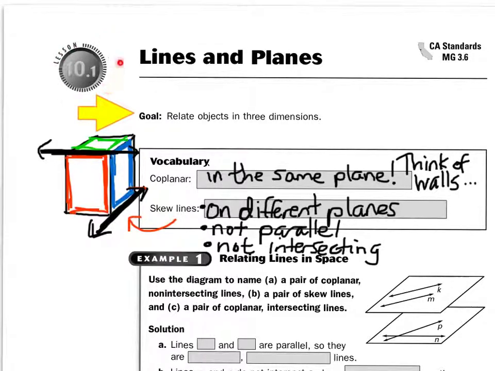Hello, you guys. Let's talk about Chapter 10, Lesson 1, Lines and Planes. Can you believe we're in the last chapter we're going to do this year? Crazy. Okay, so take a look at the first vocabulary word, coplanar.